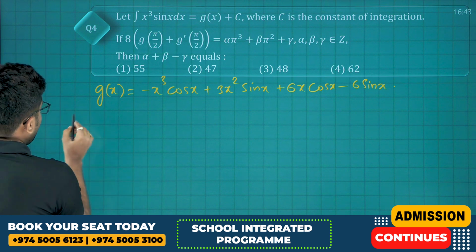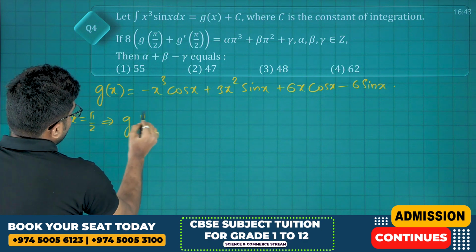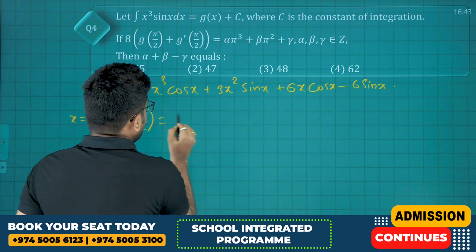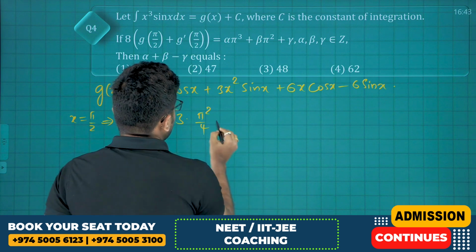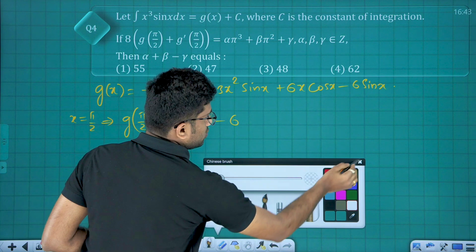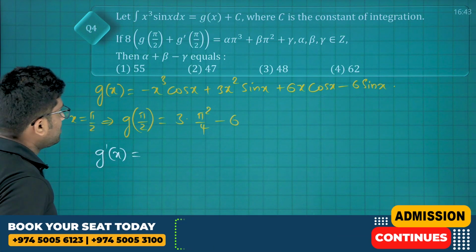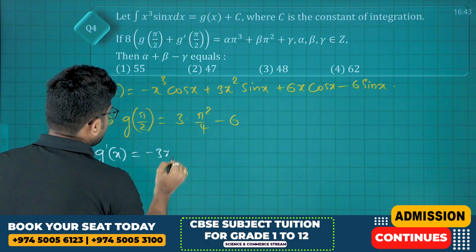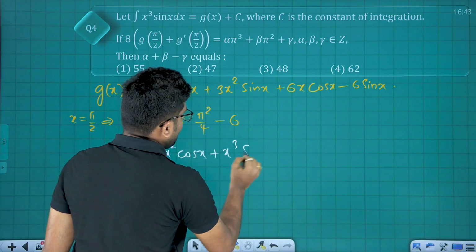Now put x equal to pi by 2. If you put x equal to pi by 2, g of pi by 2 will be, cos pi by 2 is 0, so 3 times pi square by 4 minus 6. This is g of pi by 2. Now what they are also asking is g dash of pi by 2. For that we need g dash of x. G dash of x is equal to minus 3x square into cos x plus x cube sin x.